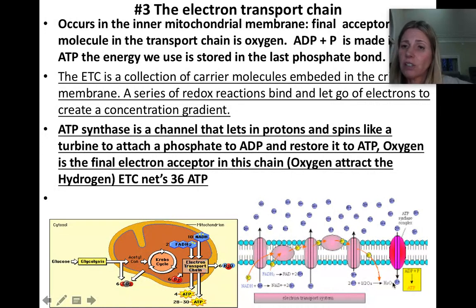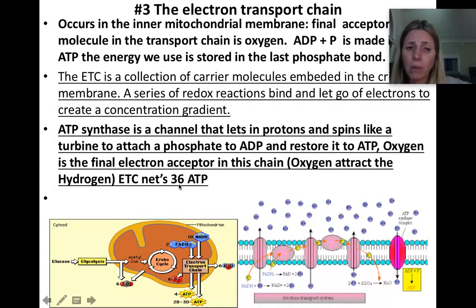So oxygen is the final electron acceptor. It's actually going to pull those hydrogens in, and it's going to create a spinning effect on the very, very last protein carrier molecule, which is called ATP synthase. And that's actually a turbine that slams into another phosphate to make ATP.